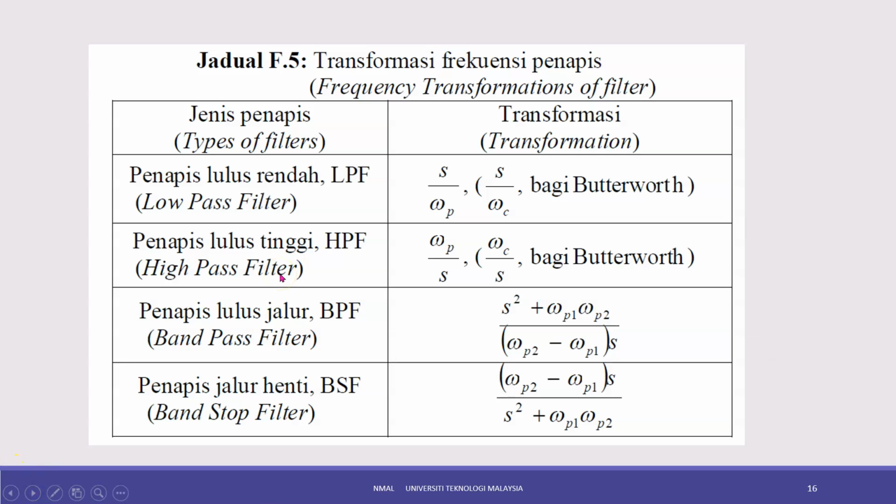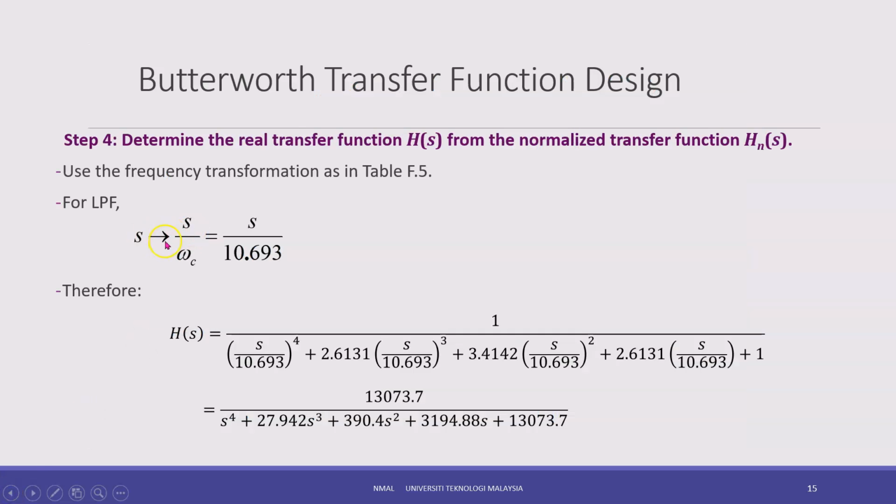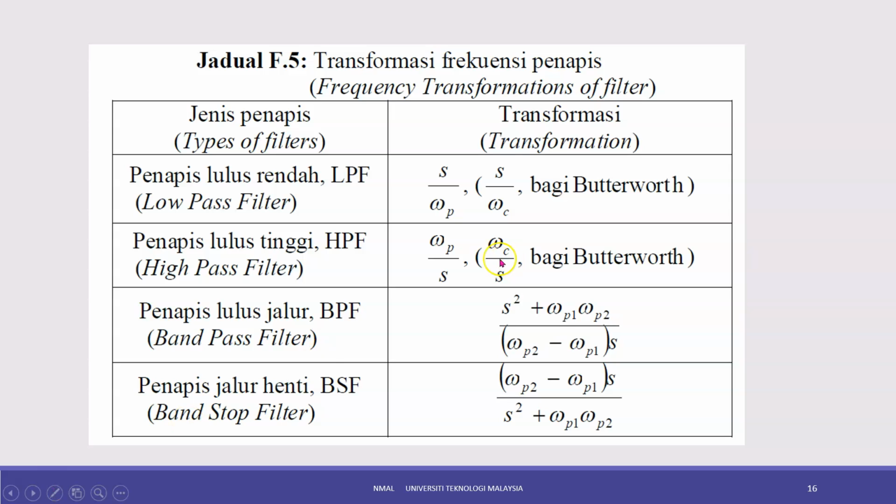This is the transformation of frequency filter. For the low pass filter, we use S divided by omega C in order to convert from the normalized transfer function to the real transfer function. The one in the bracket is for Butterworth, and outside the bracket is for Chebyshev. So we have low pass filter, high pass filter, band pass filter, and also band stop filter.